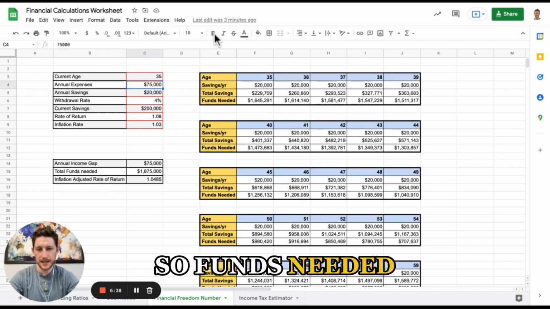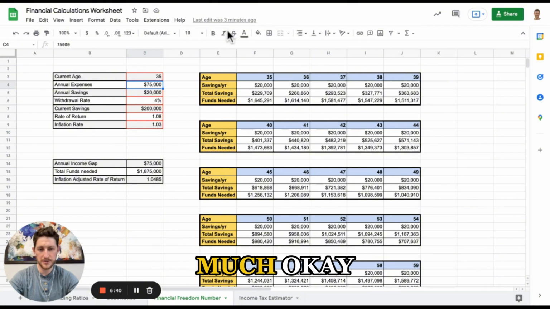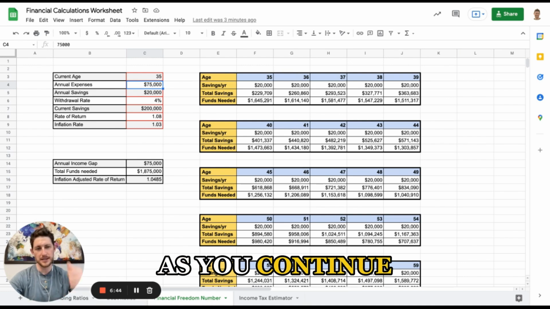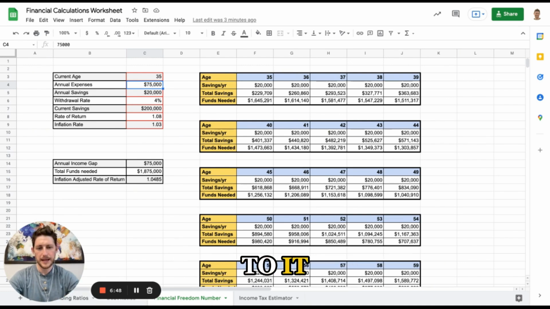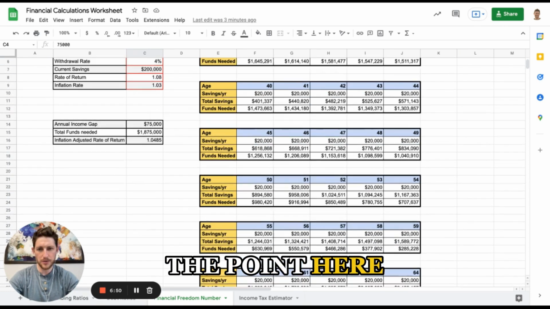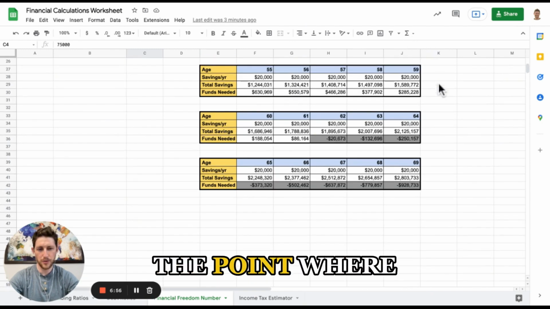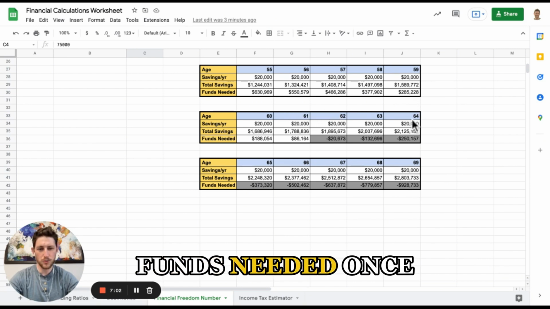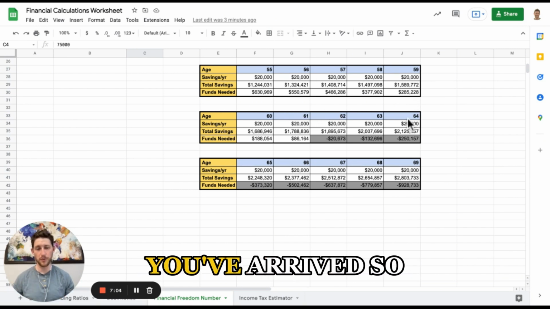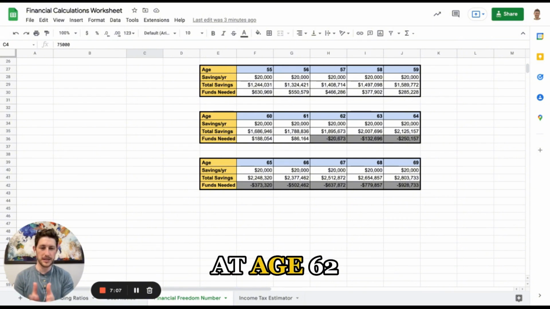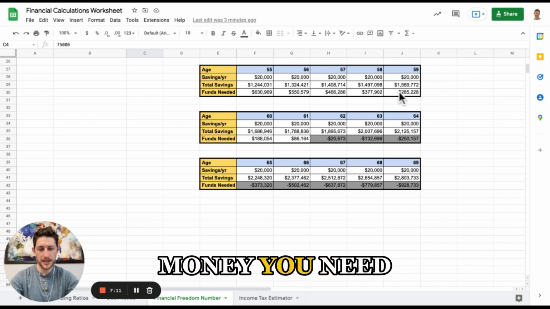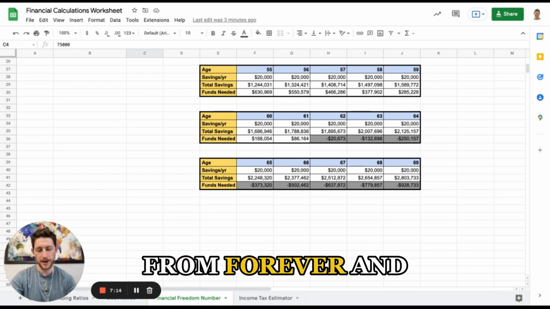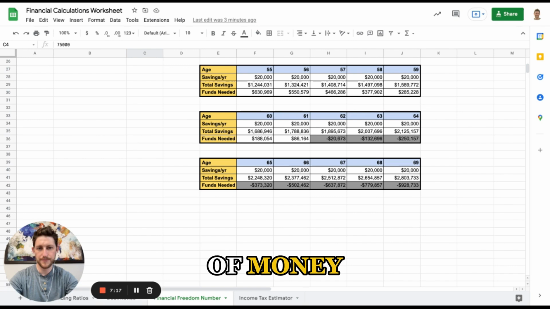So funds needed at this point, we need this much. Okay. And then each year, this is going to go down as your portfolio increases, as you continue to add money to it. And then you're going to get to the point here where this is the point where you can retire. So in this scenario with these numbers currently in there, this is the funds needed. Once it goes negative, essentially you've arrived. So in this scenario at age 62, you're ready to retire because you have the amount of money you need to draw 4% from forever and not run out of money, theoretically speaking.